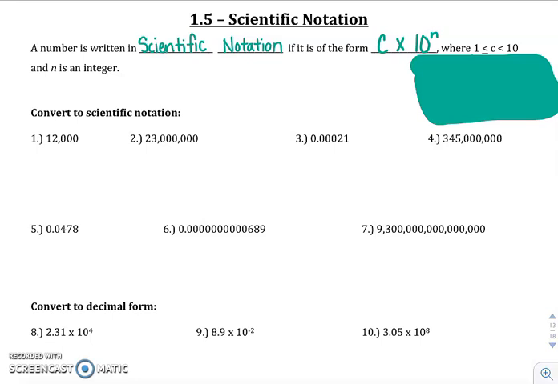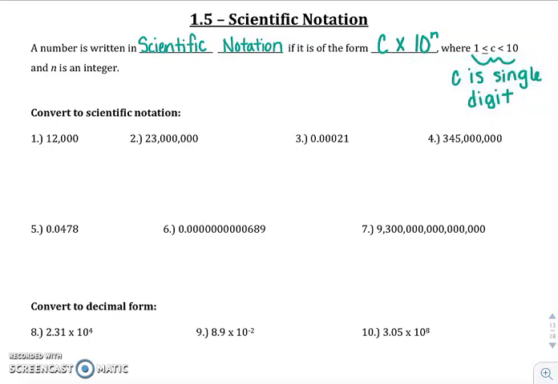And the number is written in scientific notation when it's in the form of C, which is just any number, times 10 to some power. So C needs to be between the values of 1 and 10. As long as it's greater than 1 and less than 10, meaning it would be a single digit. So C should be like 2 or 4 or 8. It shouldn't be 13 or 0.12. It needs to be a single digit, C does.